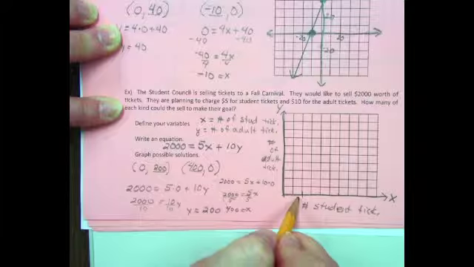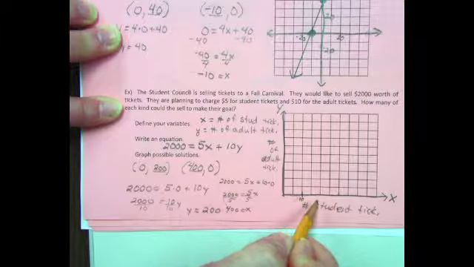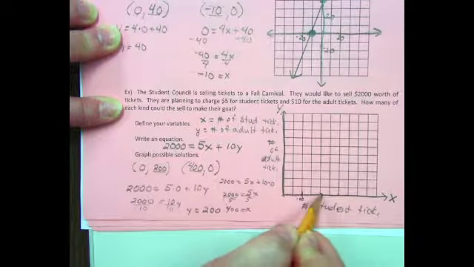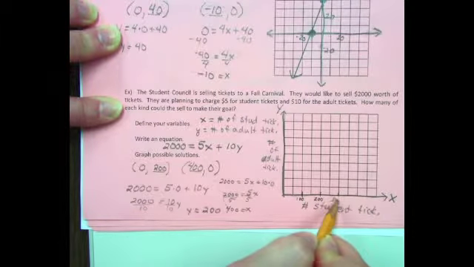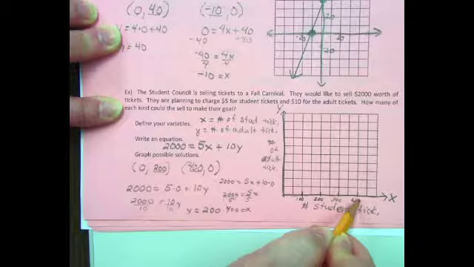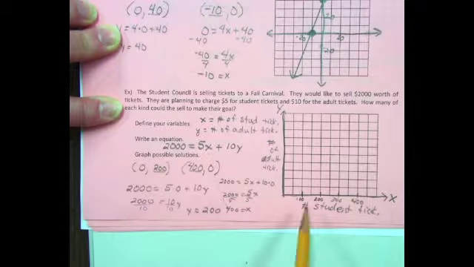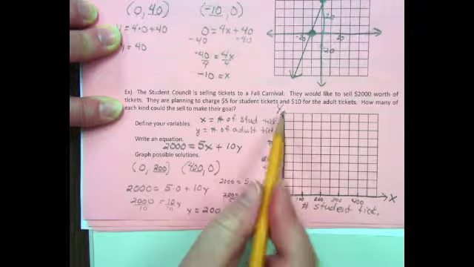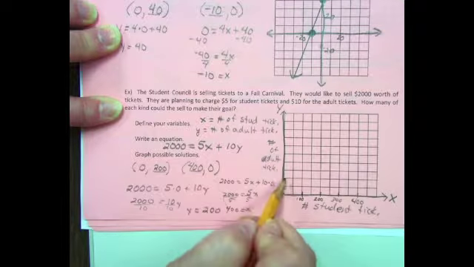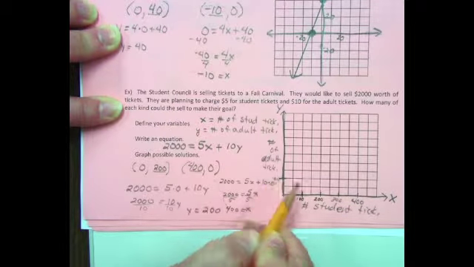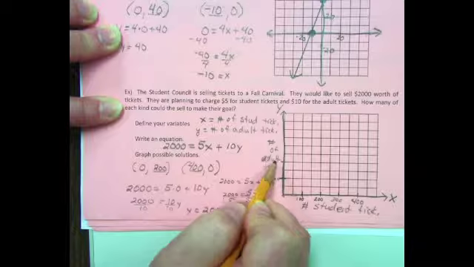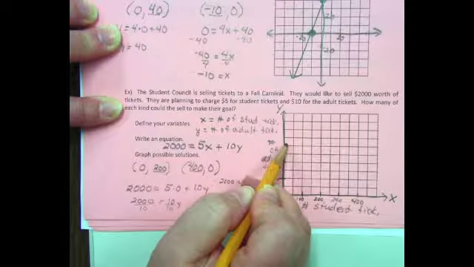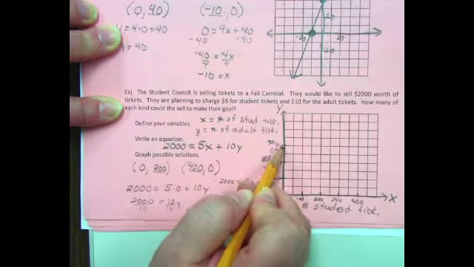And because I can't write too small, I'm going to label every other mark. This is going to be 100, 200, 300, 400. And if I'm going by 50s here, I'm also going to go by 50s vertically. So 50, this would be 100. Here would be 200. Here would be 300. And so on.